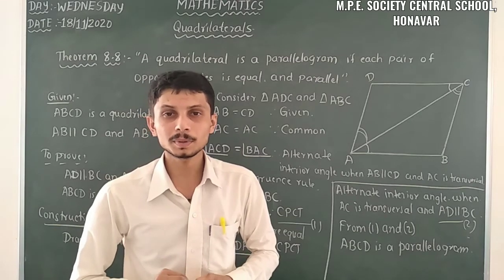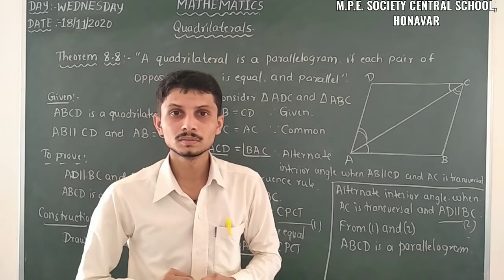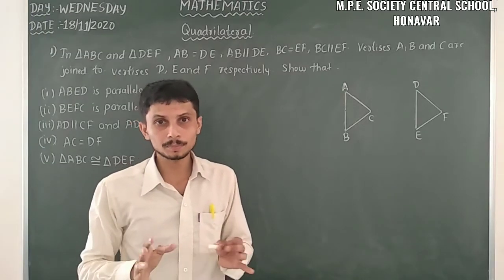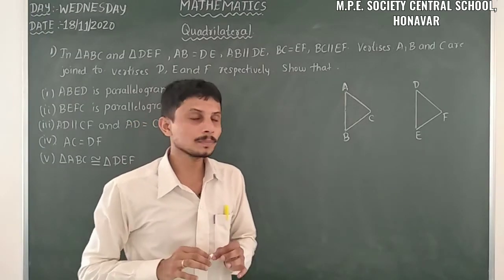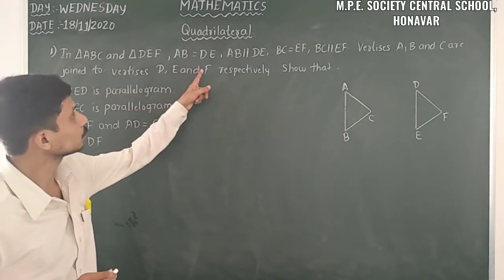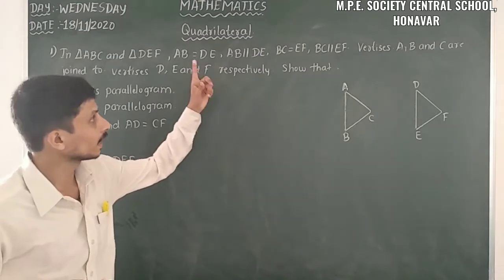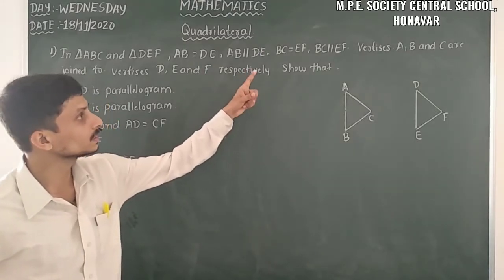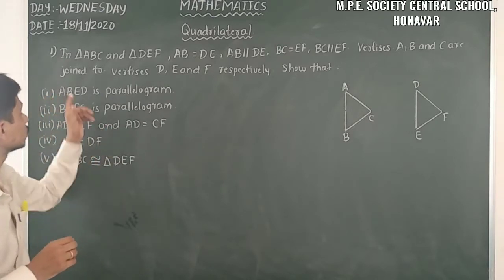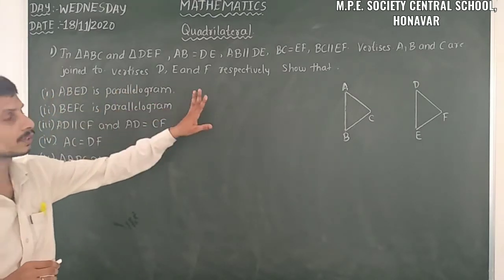So let us take some problems based on this theorem 8.8. Let us take the first problem of this video. Here the problem is: in triangle ABC and triangle DEF, AB is equal to DE and AB is parallel to DE, BC is equal to EF and BC is parallel to EF, and vertices A, B and C are joined to vertices D, E and F respectively.